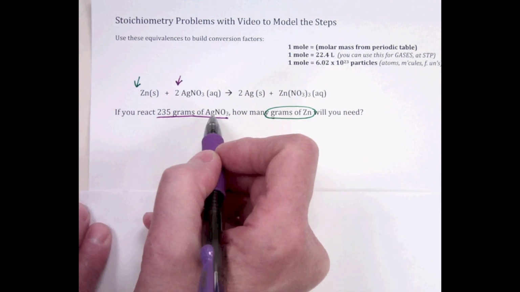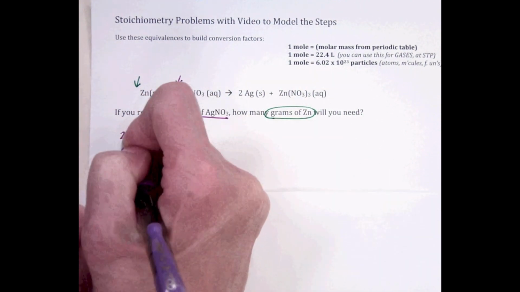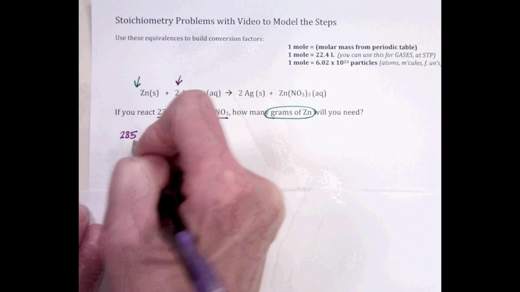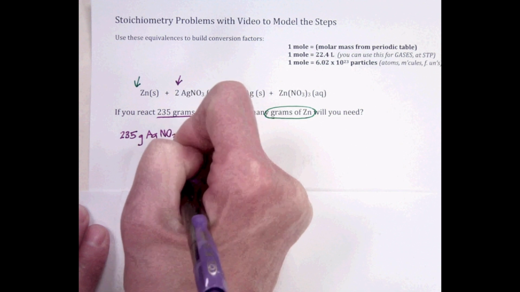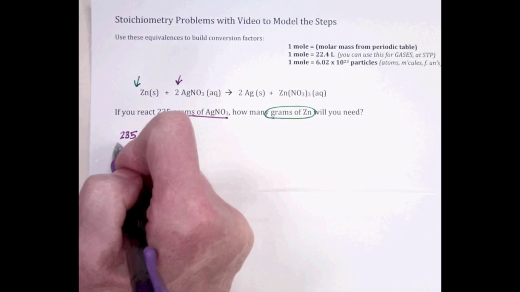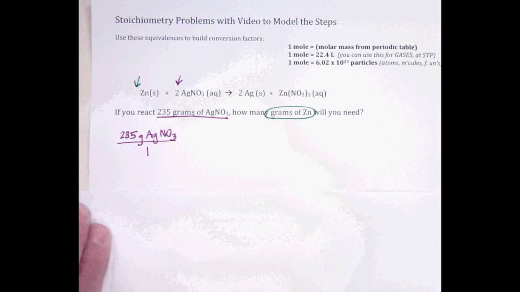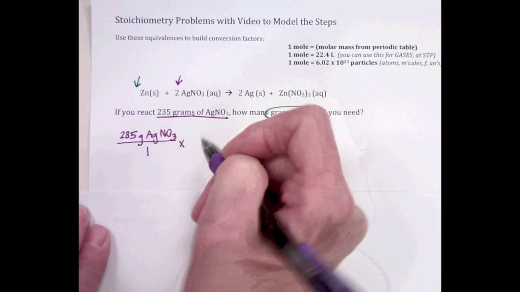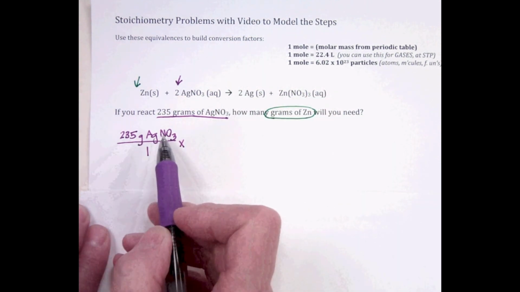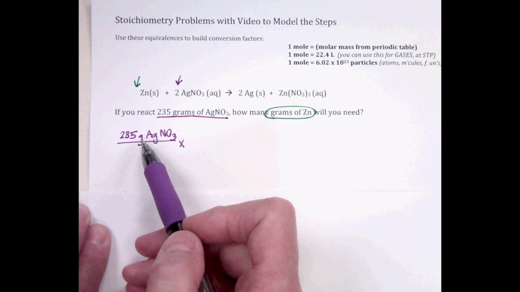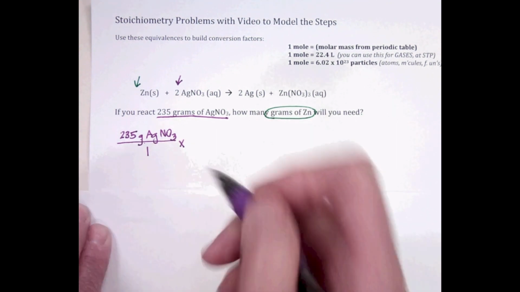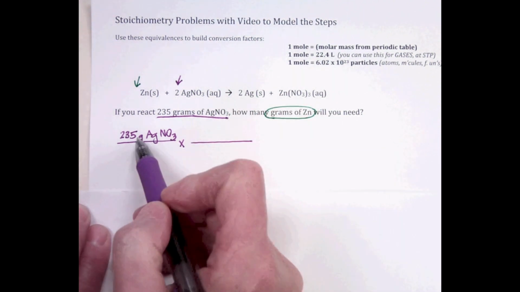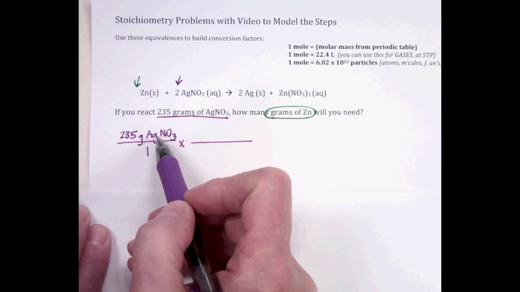The next thing is to go to this given quantity and write it down: number, unit, and the identifier, the substance. Taking that given amount, I'm putting it over 1. That's always our first step. Second step is to look at this unit, grams of silver nitrate. If that unit is not moles, and this one isn't, this one is grams, then my very next step is to change grams of silver nitrate into moles of silver nitrate.